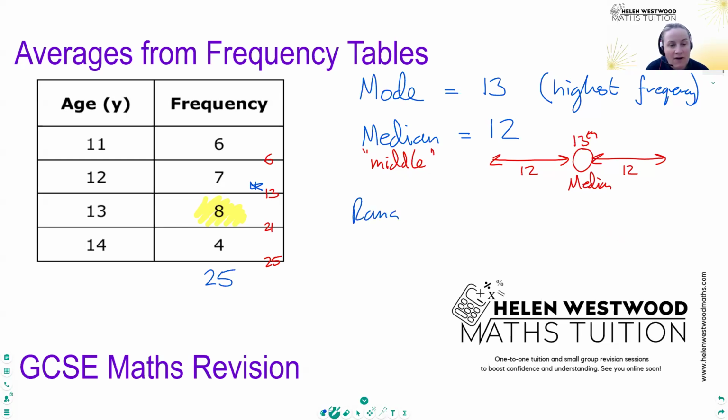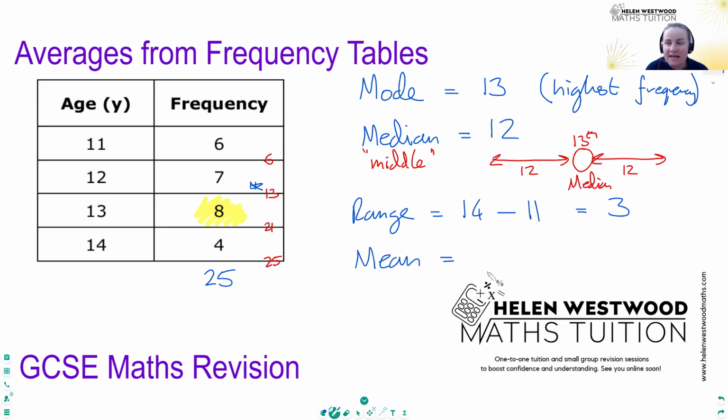Then looking at our range. So our range is our highest take lowest. Be careful, don't do this with the frequencies. Our highest age is 14. Our youngest age is 11. So we have a range of 3.